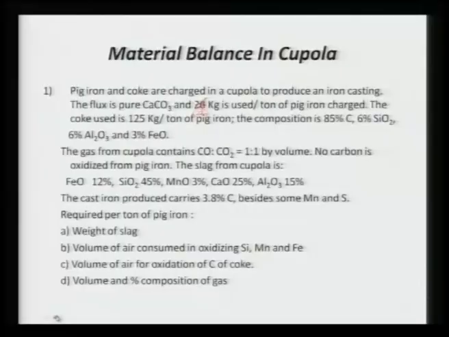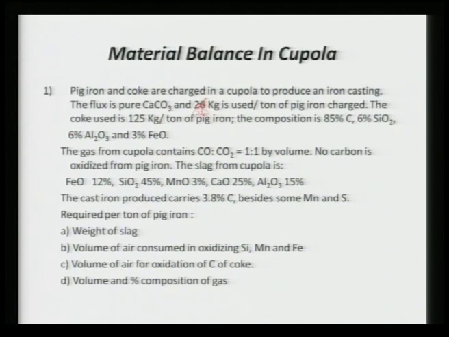So, I have selected a few problems to illustrate more the operation of the cupola, and here is the first problem. Note, there is a correction: instead of 26, 22 kg is used. Pig iron and coke are charged in a cupola to produce an iron casting. The flux is pure calcium carbonate.